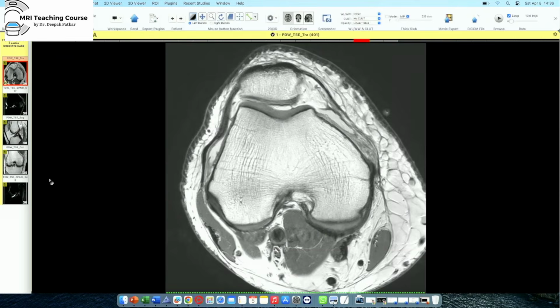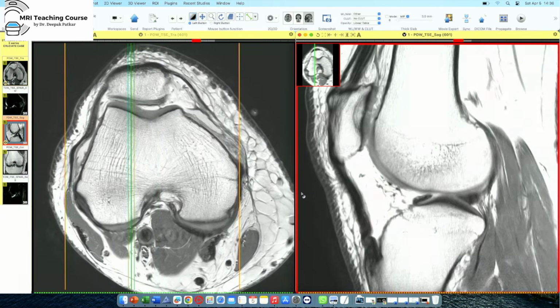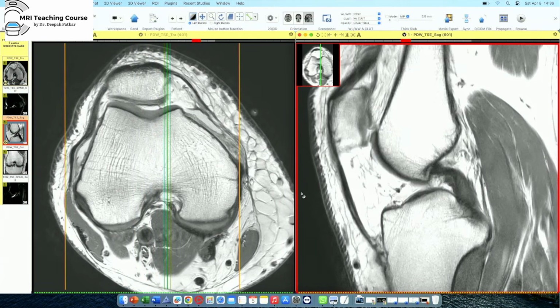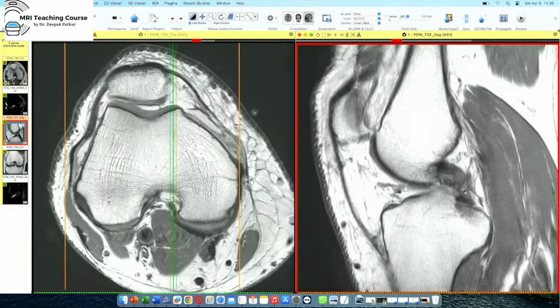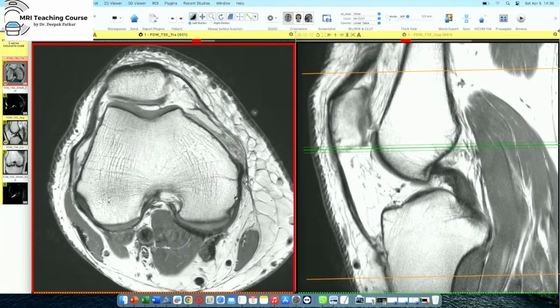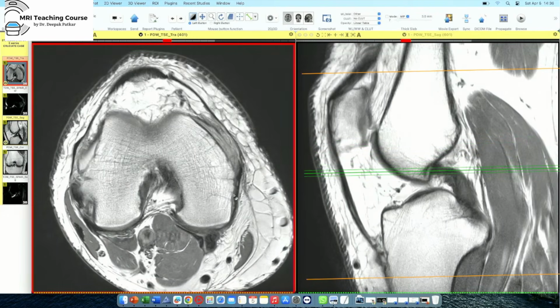So I'm just going to show you. Basically, you can see there is some signal in the PCL. Now remember, the posterior cruciate ligament is a tightly bound collagenous ligament. It is completely black in color. Any signal in the PCL is abnormal. You need to look at what exactly is happening with the PCL, right? So there is some bright signal over here. So it looks like there is some injury. But now let's look at the axial images and see what we get.